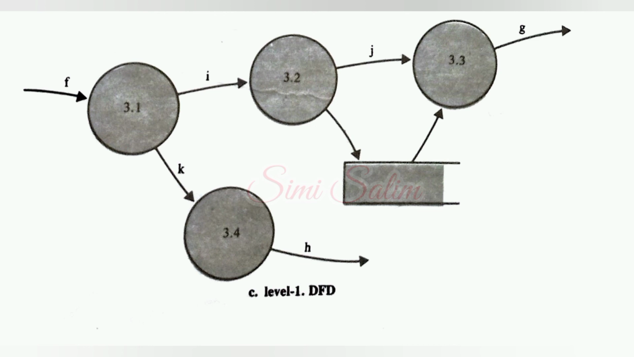At each level, the net inputs and outputs of the child must correspond to those of the parent. For example, the net input and outputs of the level 1 child are F, G and H, and they correspond to the input and outputs of the level 0 parent. This figure shows when a data store is first drawn, it is customary to show all of its inputs and outputs.